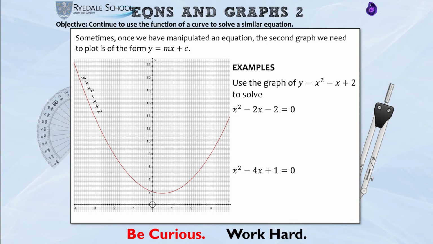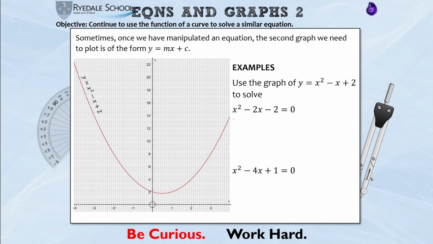So I have given us the graph y equals x squared take away x plus 2, and we are going to use it to solve the quadratic equation x squared take away 2x take away 2, which incidentally is the quadratic equation we solved just a moment ago. So we already know the answers to that, and we can use this as an opportunity to double check that this method is working. So remember, the equation that we're trying to get to is the equation of the graph.